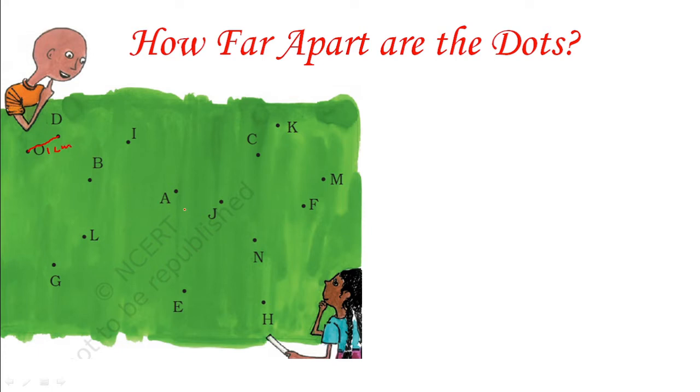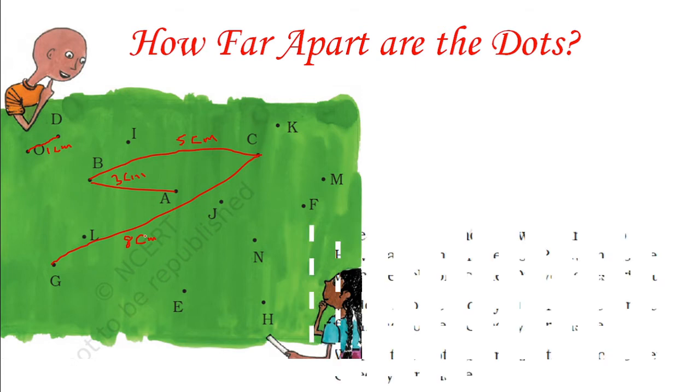Similarly, when you measure the distance between A and B, it will come to 3 centimeter. When you measure the distance between B and C, it will come to 5 centimeter. When you measure C and G, it will be 8 centimeter. Similarly, you can measure the distance between two points.